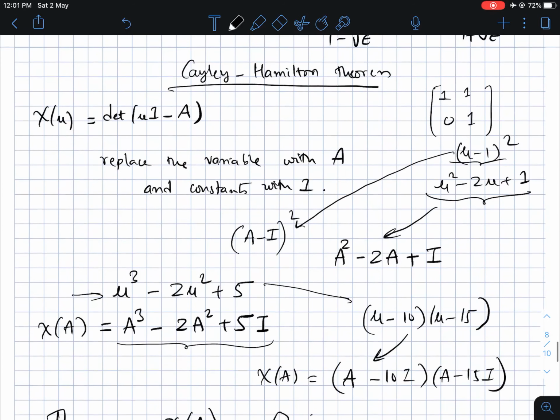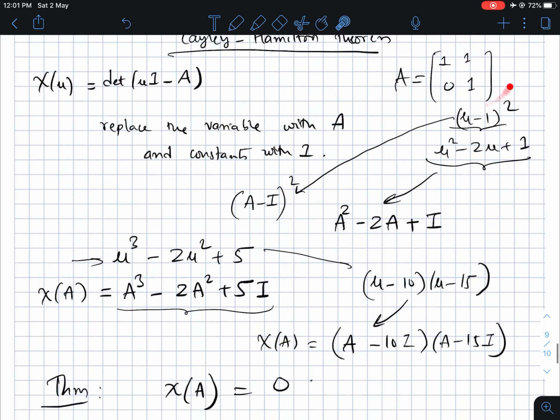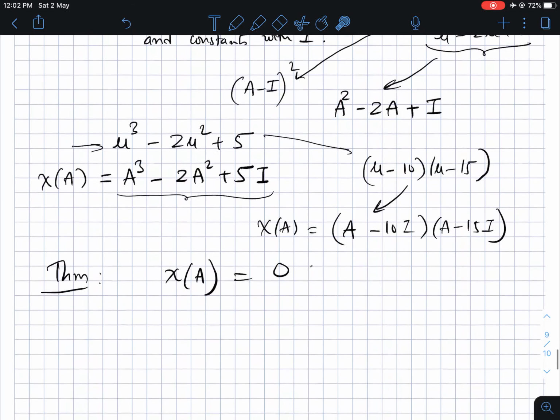For example, if this were your matrix A, you know this is the characteristic polynomial. The Cayley-Hamilton theorem says that this quantity here has to be 0. A square minus 2A plus I has to be 0. So that's quite interesting, right? Because it's not very obvious. If somebody just gives you this matrix and asks you to say why this is 0, well, you'll probably just compute the whole thing and show that it is 0. But it's sort of immediate from the Cayley-Hamilton theorem.